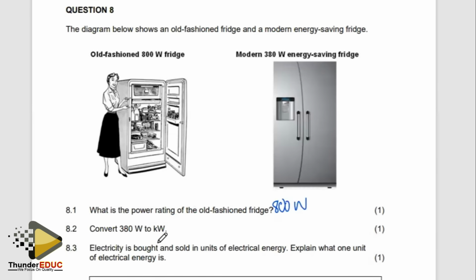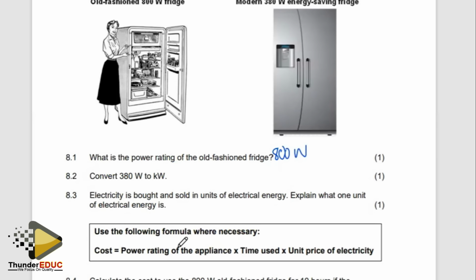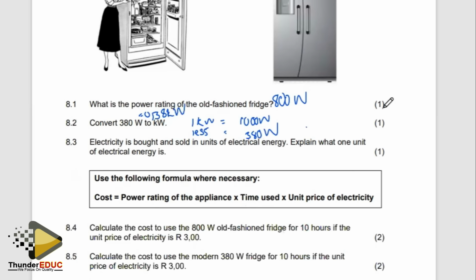You're done. Then convert 300 watts to kilowatts. Remember, 1 kilowatt is equal to 1,000 watts. Therefore, 300 watts is equal to more or less? That's less. So when it's less, we divide by 1,000. So we end up having our answer as 0,3 kilowatts. That's your answer. So you divide by 1,000.